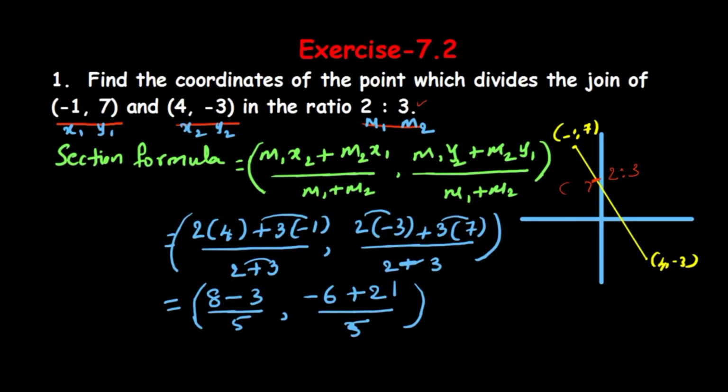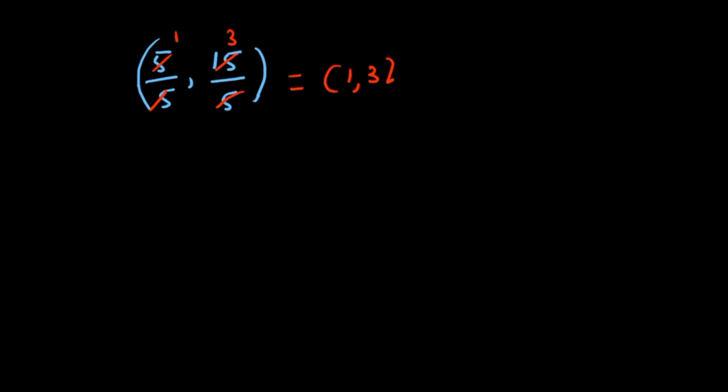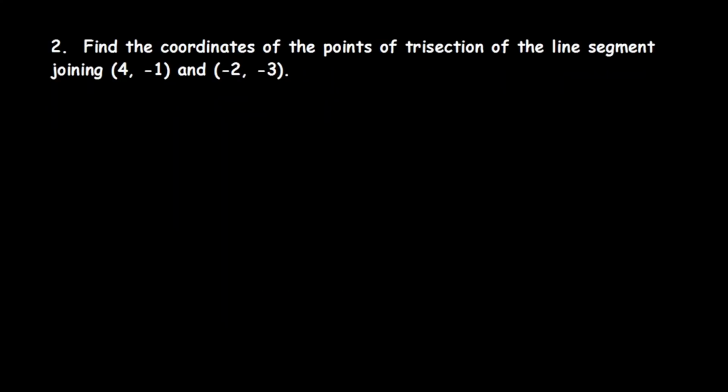That means this is the point, somewhere here, which divides the line in the ratio 2:3. The point is (1, 3). So this is the meaning of this question. The concept is, when they give the ratio m1 to m2 and the 2 points (x1, y1) and (x2, y2), by using the section formula we can solve these problems very easily. Okay, so (1, 3) is the answer for this question.